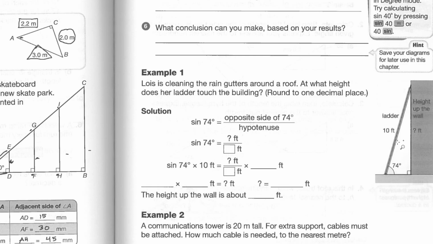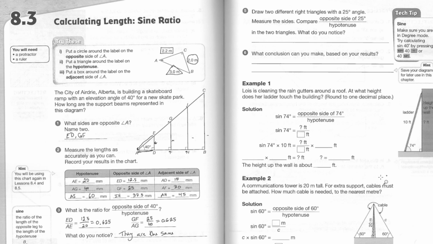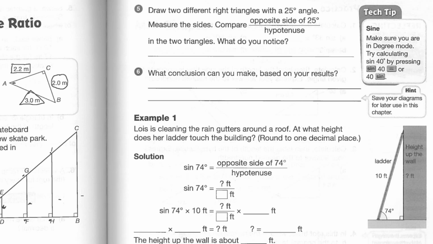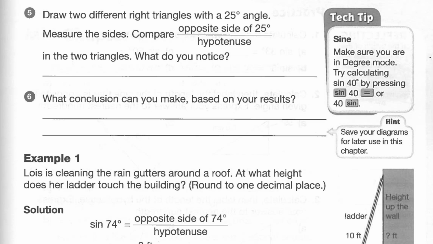For the next part, part 5, we have: draw 2 different right triangles with a 25-degree angle. Measure the sides, compare the opposite side of 25 degrees over the hypotenuse in the 2 triangles. What do you notice? Well, basically do the same thing.